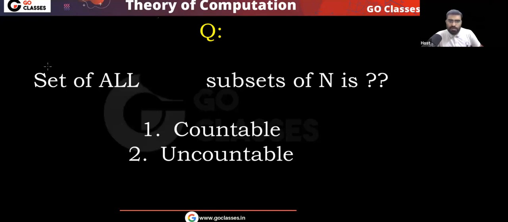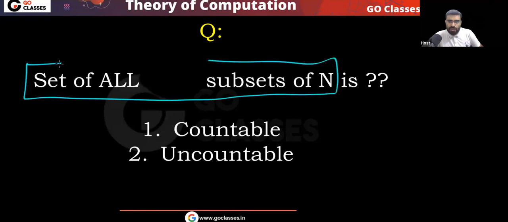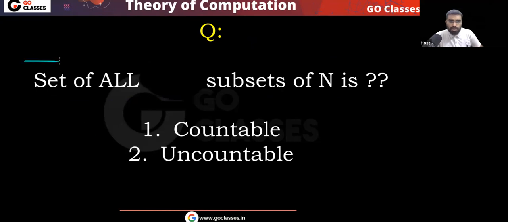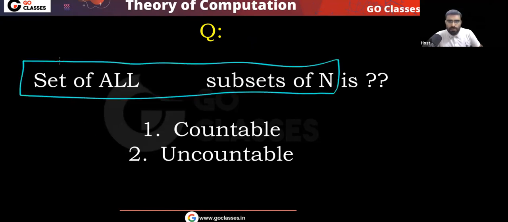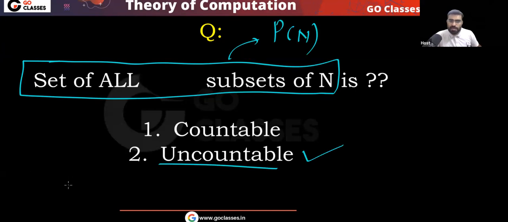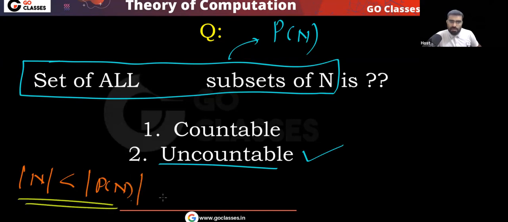First of all, what is the set of all subsets of n? This is the power set of n, right? Yes, this will be uncountable. Because you can easily notice that the cardinality of the power set of n will be strictly greater than the cardinality of n. So this is uncountable. Now let's move on.